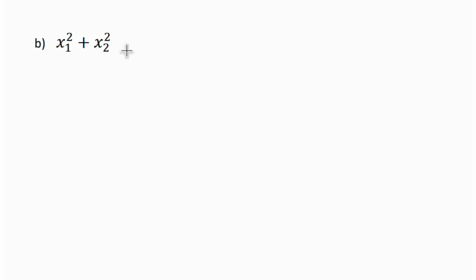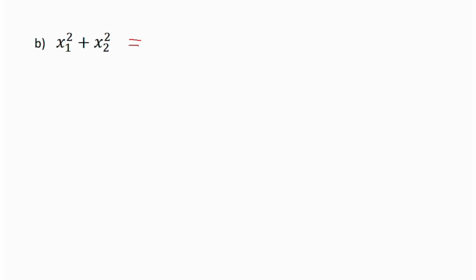x1² + x2². So we're going to do a similar thing. We're going to rearrange this in a way that we can use the sum and the product of the roots. But how can we do that? It isn't immediately obvious how this can be simplified.